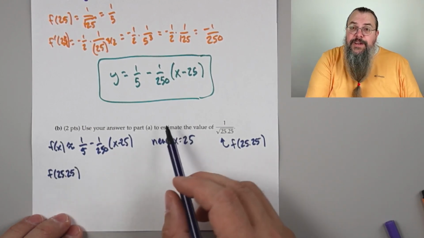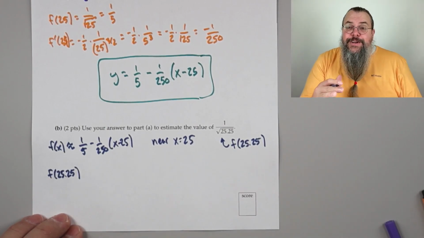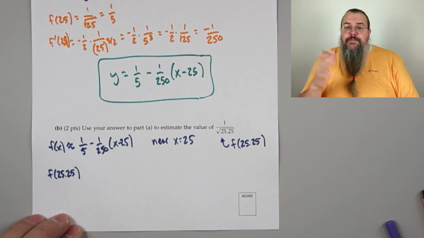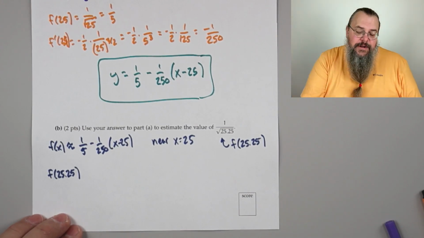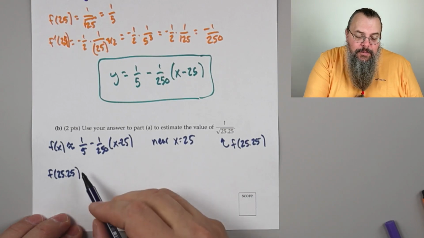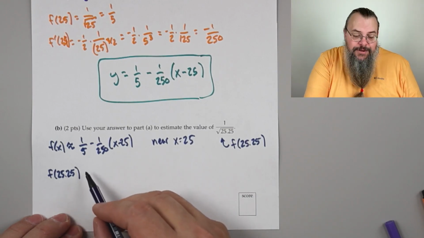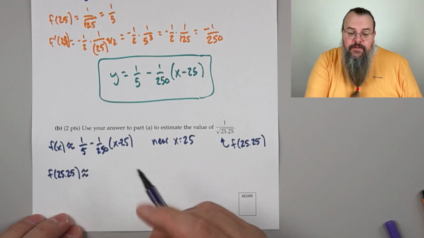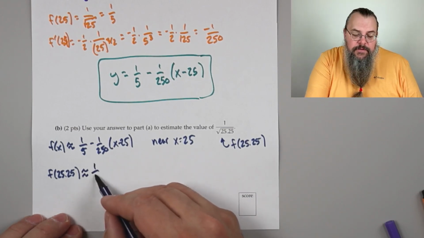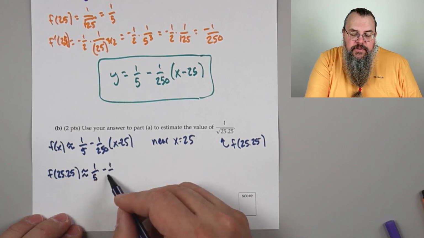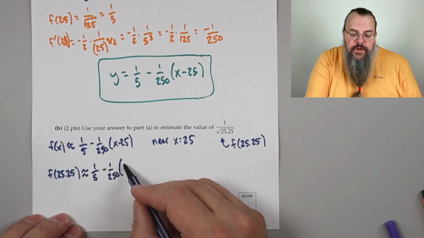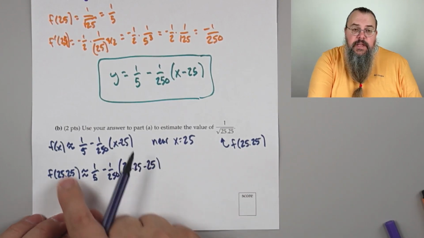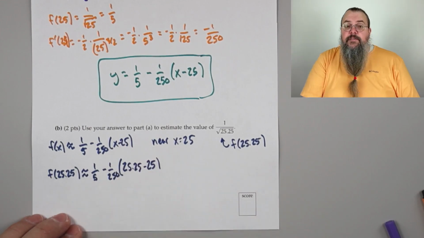See that word estimate? We're not after an exact value because we can't get one. Even if we had a calculator, it'd just give us an approximate value to like 12 digits or whatever, however many digits fit on the screen. But an approximation, that we can do. So f of 25.25 is approximately, or we can estimate it to be, 1 over 5 minus 1 over 250 times 25.25 minus 25. Namely, we just plugged in 25.25 for x.